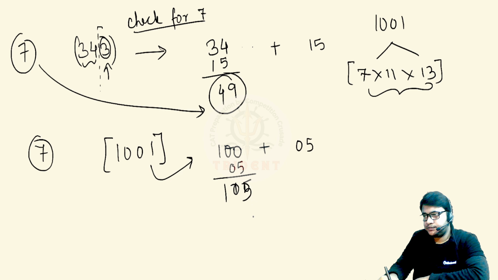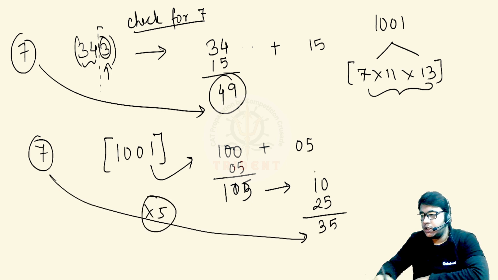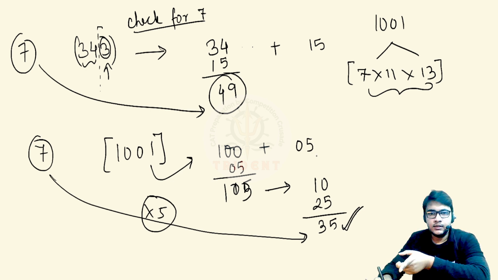Let's do the thing again. 10 plus 5 5s are 25. This becomes 5 and a 35. If you see, 7 5s are 35. So 1001 is actually divisible by this 7. I hope that made sense.